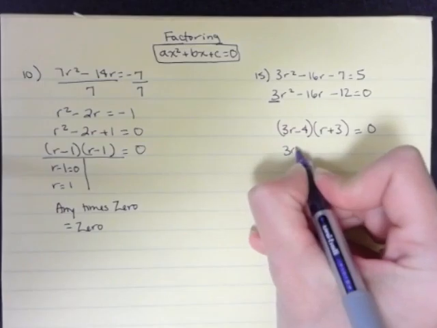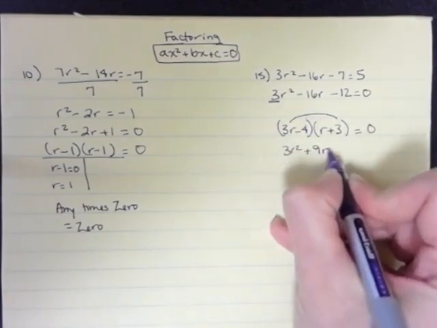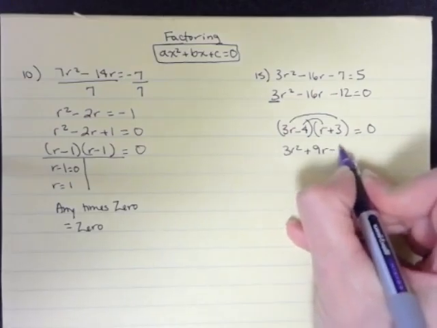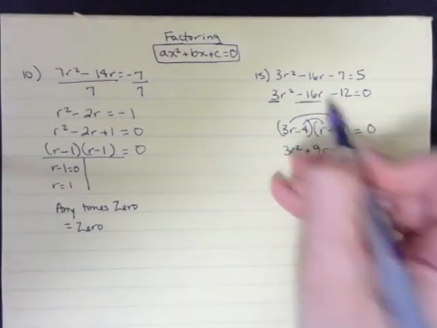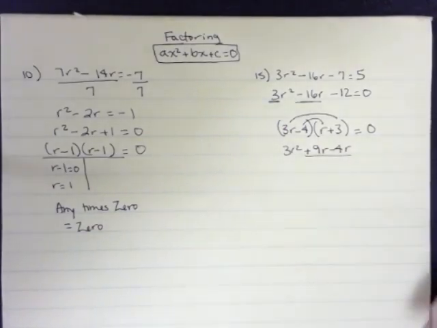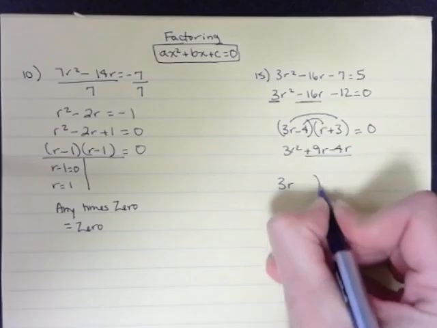3r times r is 3r squared. The outer is positive 9r, and the inner is negative 4r. So we can stop right there, because we're looking for a negative 16r, and we know that that won't do it. So because it's trial and error, we're going to try again.